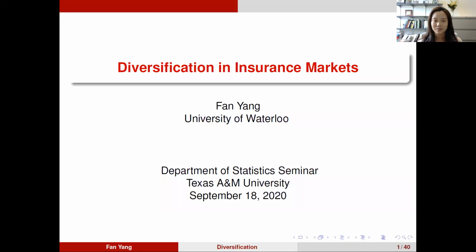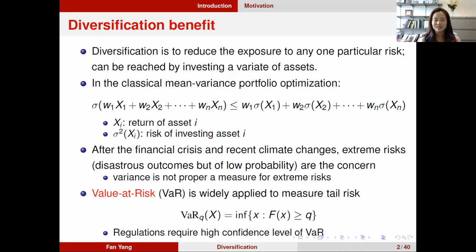My talk is mainly on diversification. First, let's see what exactly diversification is. To put it in simple everyday language, diversification can be understood as don't put all your eggs in one basket, because when you drop the basket, you may break all the eggs, right? More formally, diversification is to reduce the exposure to any type of risk. In a portfolio setting, it can be reached by investing in a variety of assets.